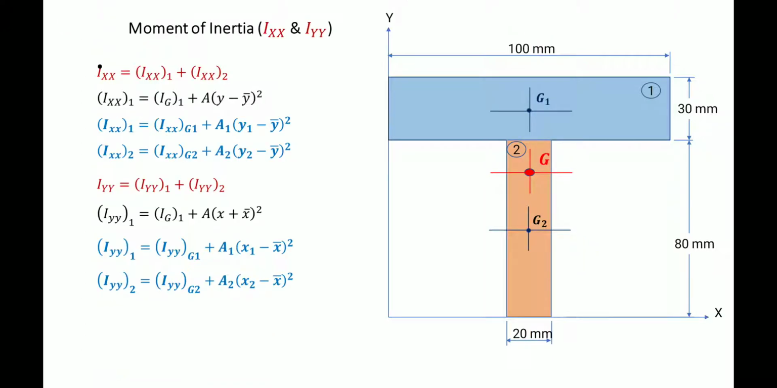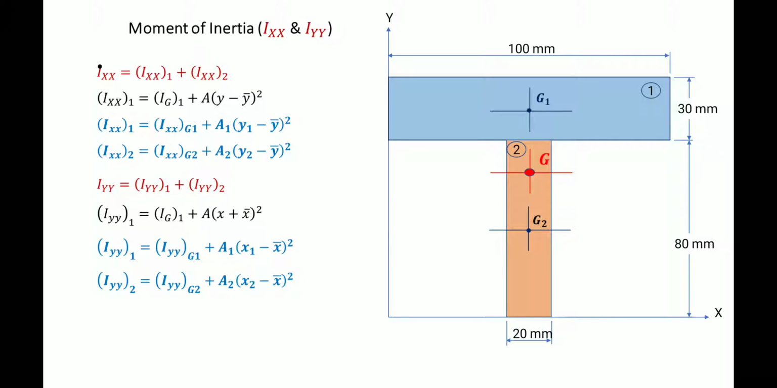So how to find it? For finding the moment of inertia, we don't have a direct formula to calculate for a T section. So we have to find it from the simple rectangles, right? First this rectangle has a centroid G1, and G1 has centroidal x and centroidal y axes. Similarly, the second section also has a centroid, G2, with a horizontal x axis and vertical y axis.